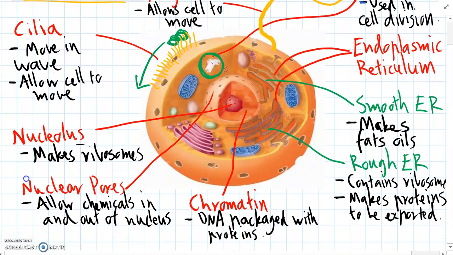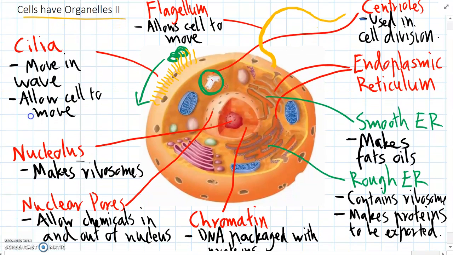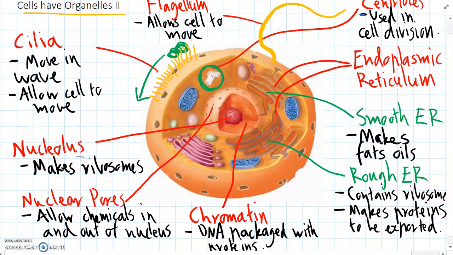So we can see cells have lots of extra organelles, and there are still more than these that we haven't discussed yet.